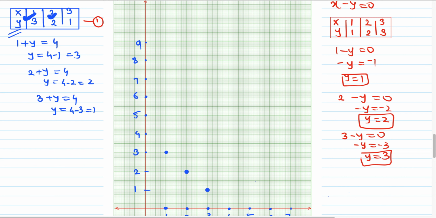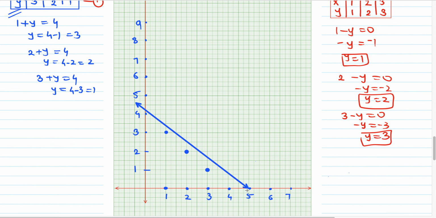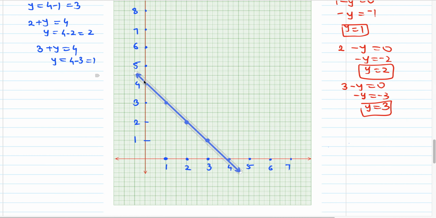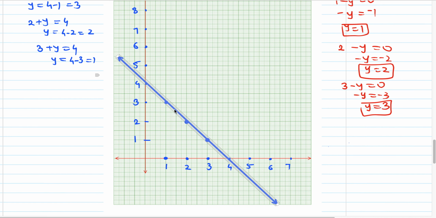Okay, so what is the first line? The first line is going to be this. The line should be passing through these 3 points. Okay, so let me just adjust properly. It should be passing through these 3 points. Okay, yeah, so this is the perfect passing.